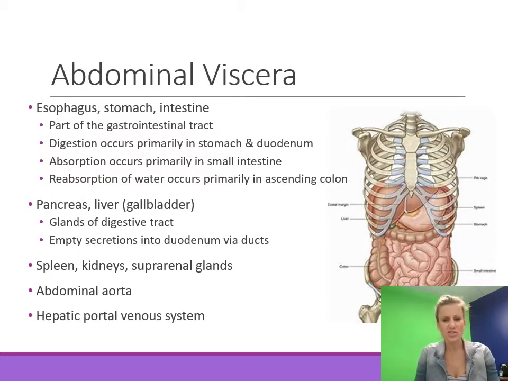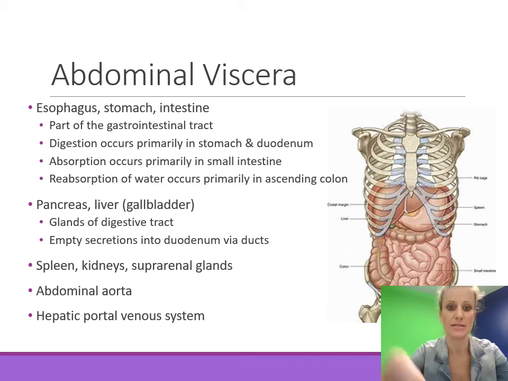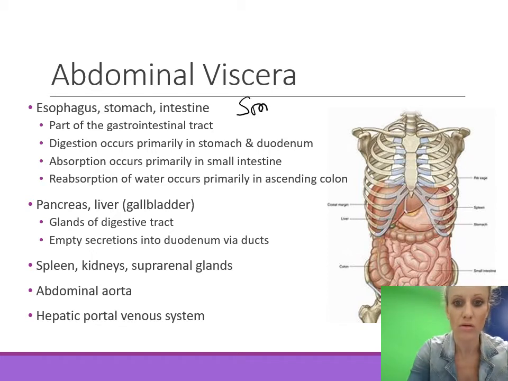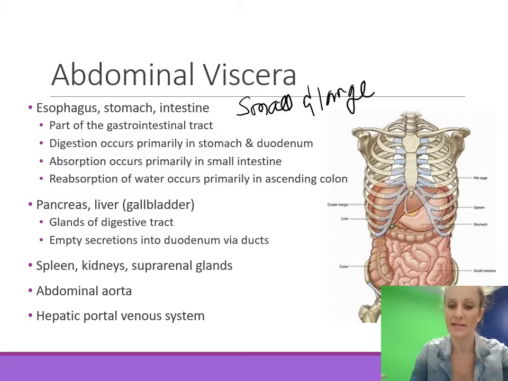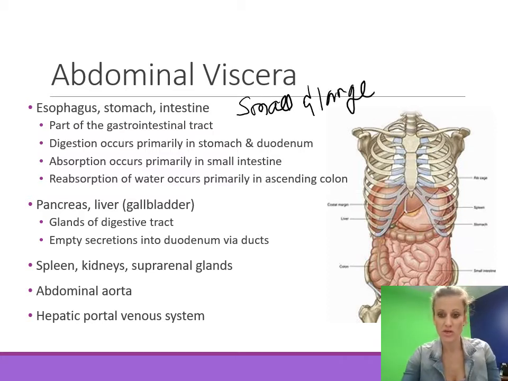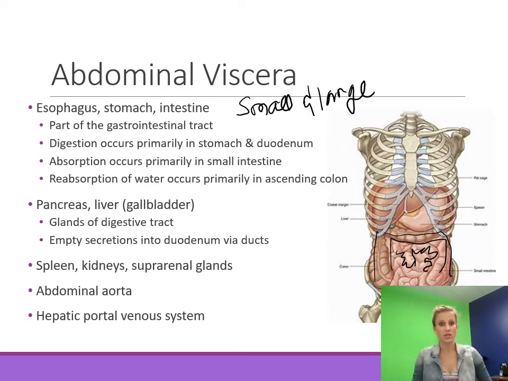The terminal esophagus, or the very end of the esophagus, the stomach, and the intestines are the abdominal viscera that are part of the gastrointestinal tract. When I say intestines, I mean both the small and the large intestine. If you look over here at the picture, this tube that's really tightly curved in the center of the abdomen is the small intestine. And then all around the outsides of the abdomen is the large intestine.